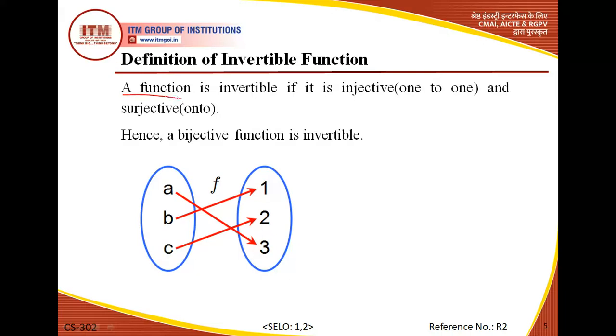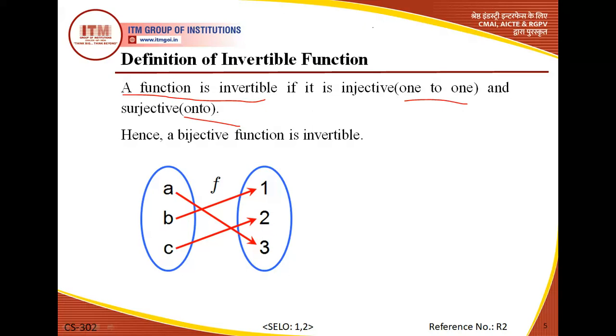So a function is invertible if it is both one one and onto. We have seen what the one one and onto thing is. If a function is both one one and onto, then it is known as an invertible function, which means that the inverse of that particular function can be found if it is a one one and onto function.